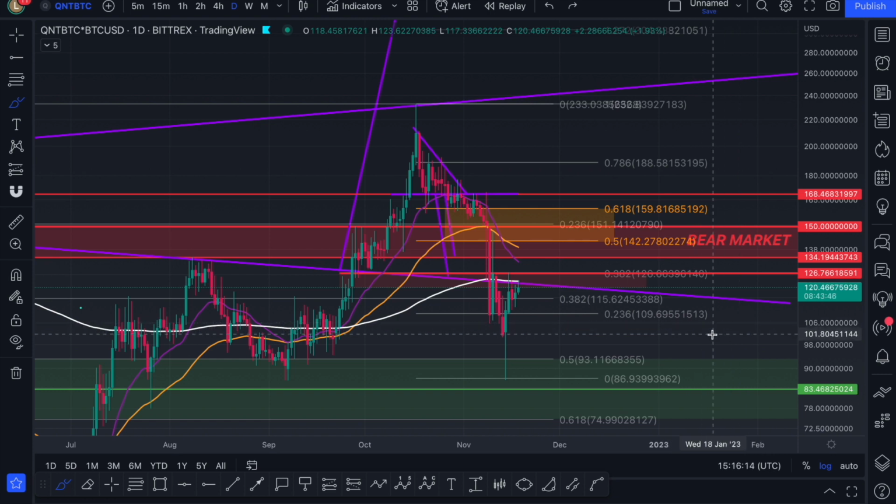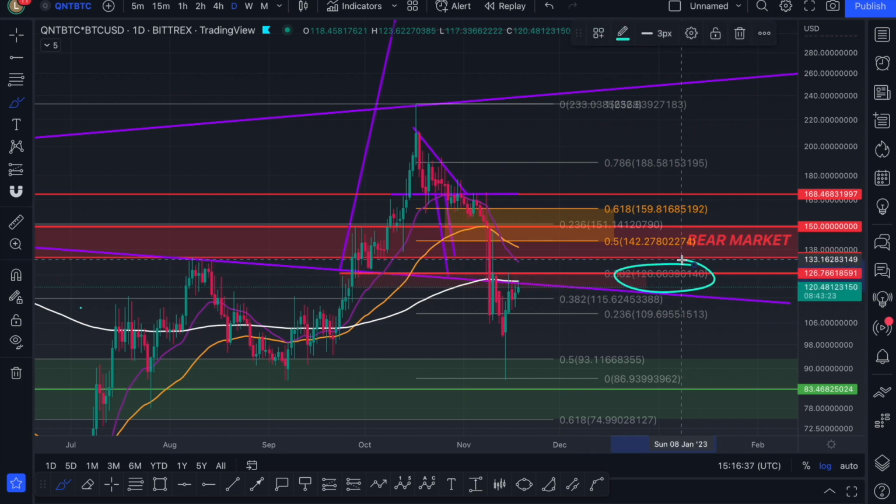Anyway, we're talking about the 386, which is at 125. If you remember correctly, over the last few days we've been talking about how every $25 will be a key resistance, just a psychological level. So 100, 125, 150, 175 and $200. These are all going to be key resistances. But we got the 382 lining up with that specific one, 125 and 120 down here.